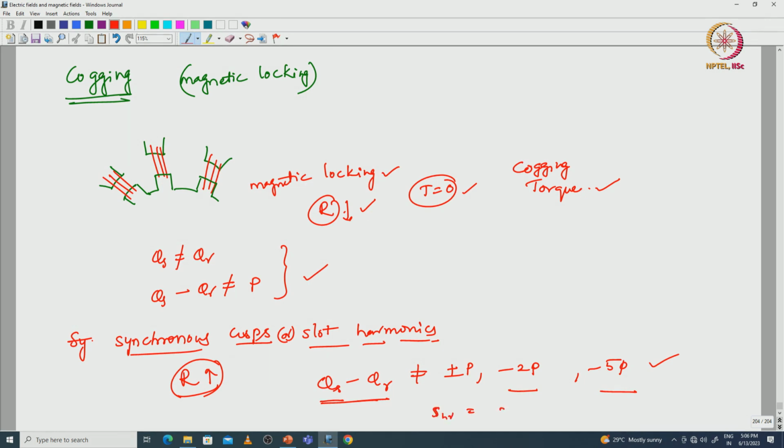SHR is equal to 2 A m Q plus or minus 1. Here A is an integer, Q is slots per pole per phase and m is the number of phases. Okay.